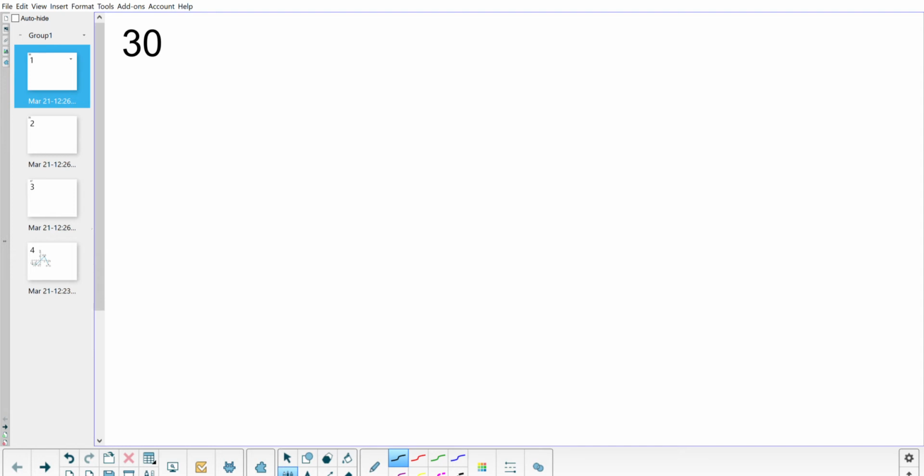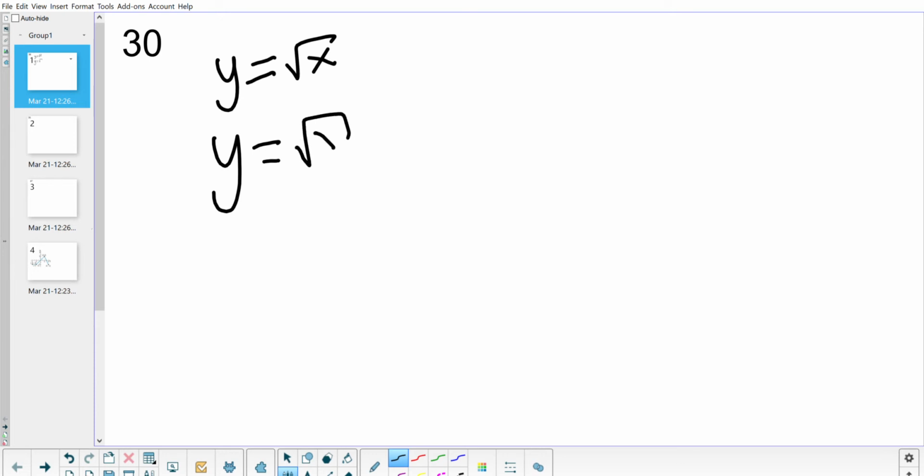So number 30 in the textbook gives you some different transformations and asks you to write the equation. So that's what you can expect a lot of on your quiz. Number 30 says you're doing these transformations on y equals the square root of x, and then it lists some transformations. Number 1 says shift it up 2 units. That's pretty easy. Shift that up 2 units. That would be y equals the square root of x plus 2.